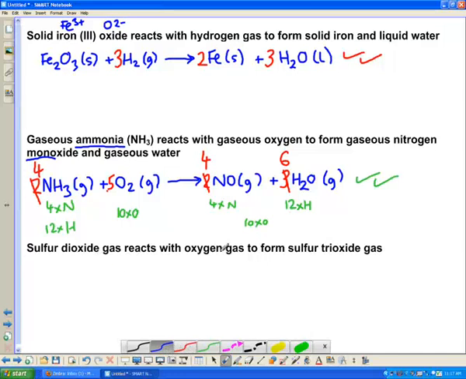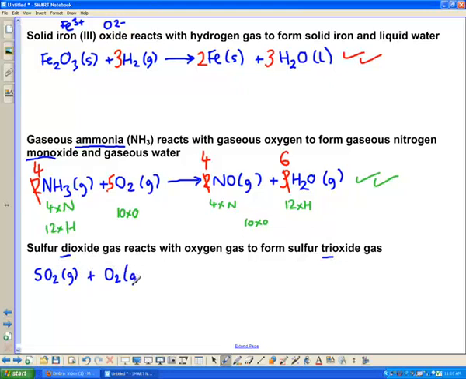Sulfur dioxide reacts with oxygen gas to form sulfur trioxide. The key here is sulfur and oxygen in each case, but the prefix is di and tri. Di, of course, meaning 2, tri meaning 3. So therefore, 1 sulfur with 2 oxygens, and that's a gas, reacts with oxygen gas to form sulfur trioxide, tri meaning 3.